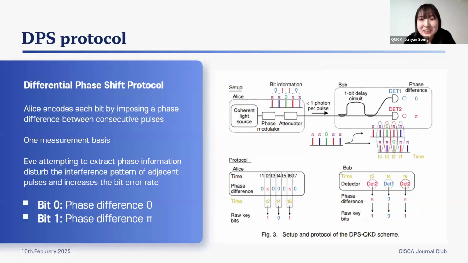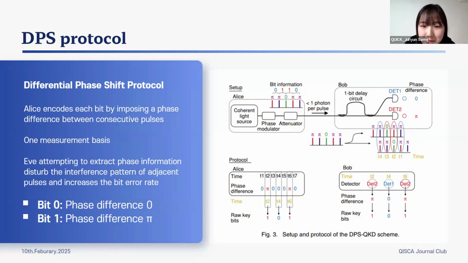The second protocol we're going to look through is the DPS protocol. It's differential phase shift QKD. Unlike BB84, which requires basis selection, DPS uses a single measurement basis and encodes information in the phase difference between consecutive pulses. So if the phase difference is 0, then it could be considered as bit 0, and if the phase difference is pi, it could be considered as bit 1.